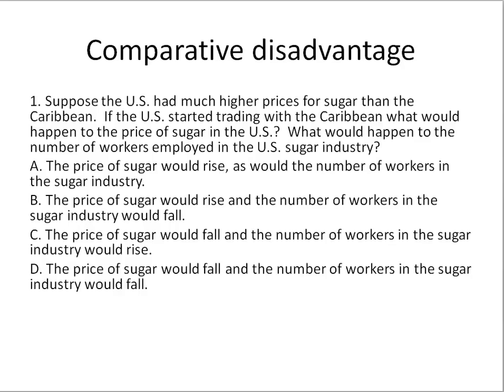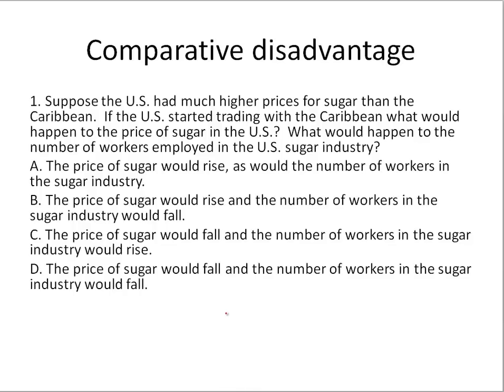So we have the United States. The United States has higher prices for sugar. And the Caribbean, so the United States has a comparative disadvantage. The Caribbean has a comparative advantage. Let's quickly graph that. So up here, let me bring in my pen.